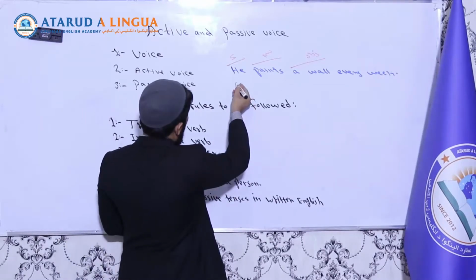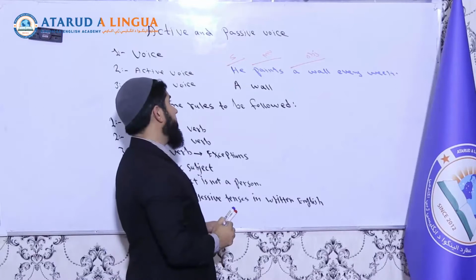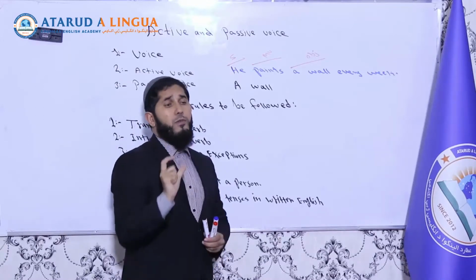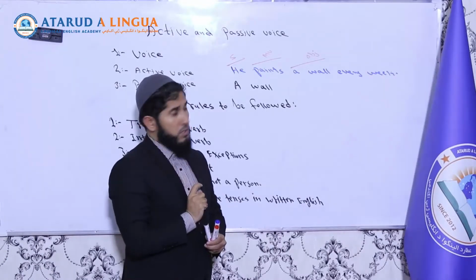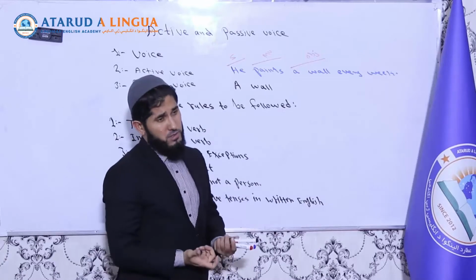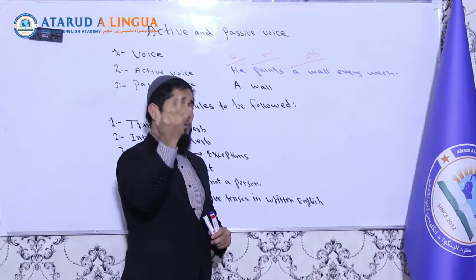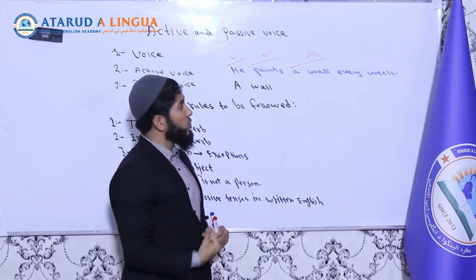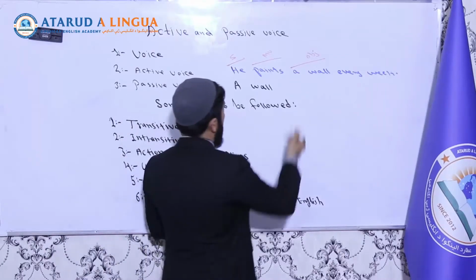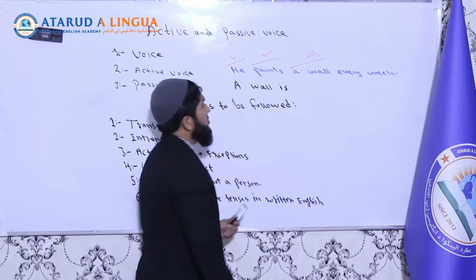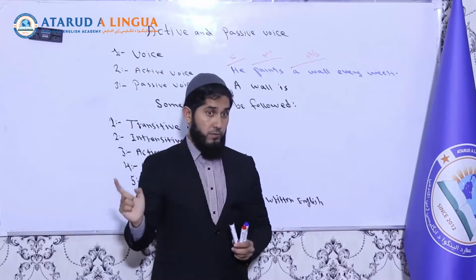So here we go. A wall. And after that, we need a to be verb, according to the tense and according to the subject. Which tense is this? Simple present tense. So our to be verbs in simple present tense are is, am, are. Which to be verb should we use? Is, because a wall is a third person singular subject. So a wall is. The main verb should be changed to third form or past participle form.